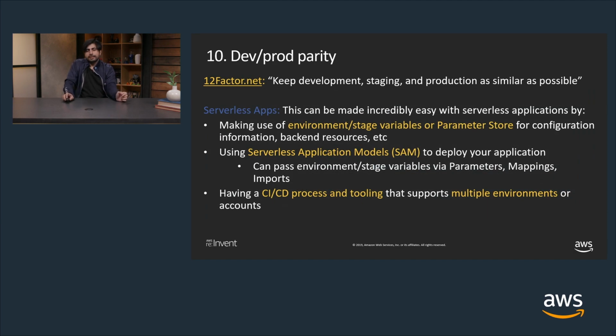So number 10, dev prod parity. So keeping development, staging, and production as similar as possible. Now this is made really easy with serverless applications. You can make use of those environment and staging variables or the parameter store for configuring all your information between your different stages. You can use the serverless application model to deploy your application, and within there you can pass in your different environment variables and stages, all the different mapping. And then having a good CI/CD process, continuous integration, continuous deployment process and tooling that supports multiple environments or accounts.